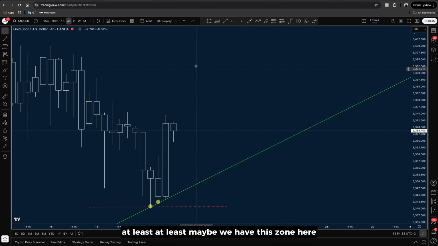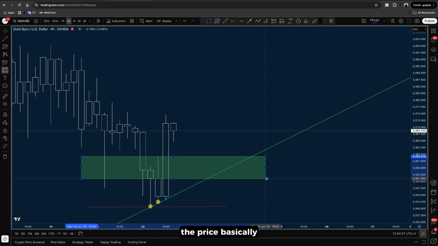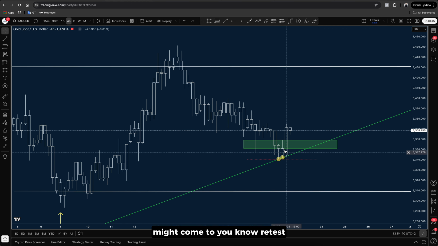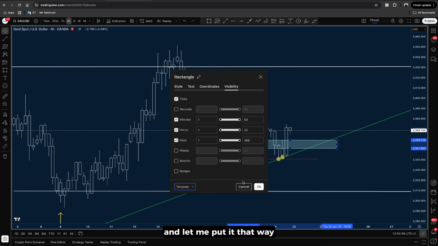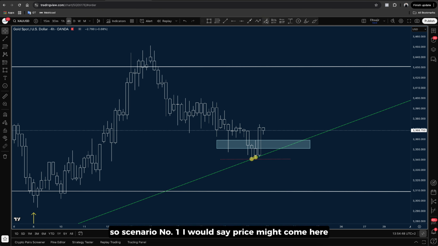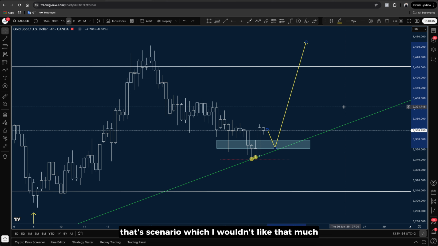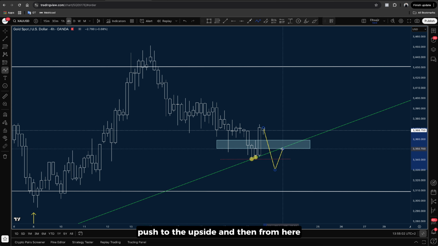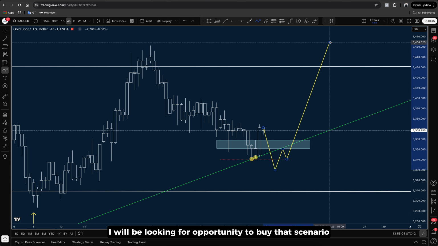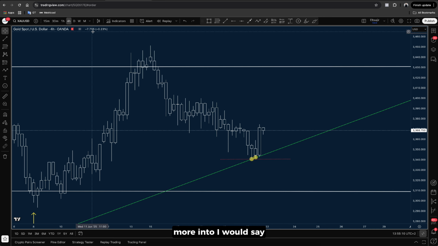Number two, at least, maybe we have this zone here. The price might come to retest it. So scenario number one, I would say price might come here and then from here push to the upside. That's a scenario which I wouldn't like that much. Scenario number two, which I would love: price comes here, pushes to the upside, and then from here I will be looking for an opportunity to buy. That's the scenario I'm more into, I would say.